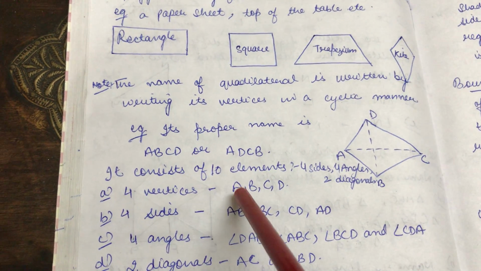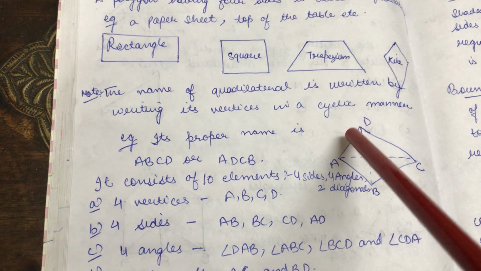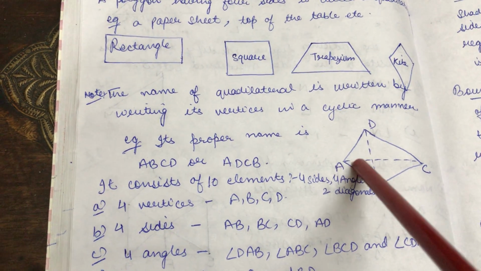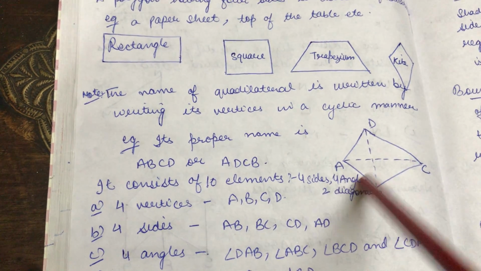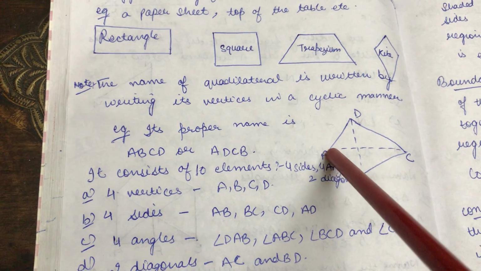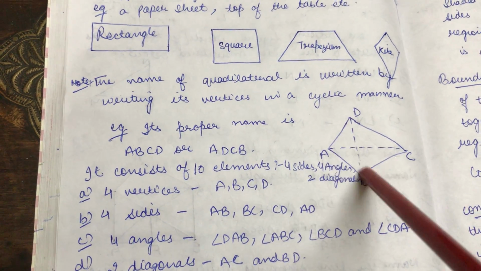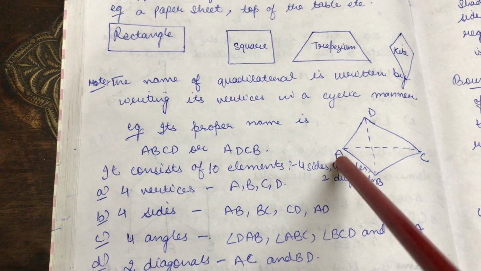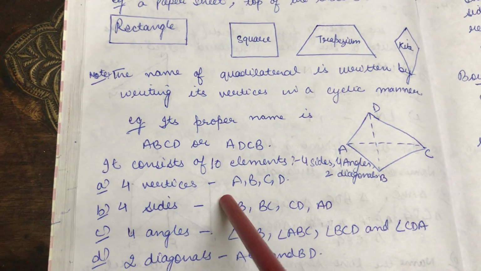Next thing is, we have 10 elements in a quadrilateral: 4 sides, we know there are 4 sides, 1, 2, 3, 4. 4 angles, first angle, second angle, third angle and fourth angle. And 2 diagonals. What are diagonals of a polygon? That join the vertices of a quadrilateral. So they are known as the diagonals of the quadrilateral. So we have 2 diagonals here. Which 4 vertices are there? Vertices mean the corner points here, A, B, C and D. These are the 4 vertices.